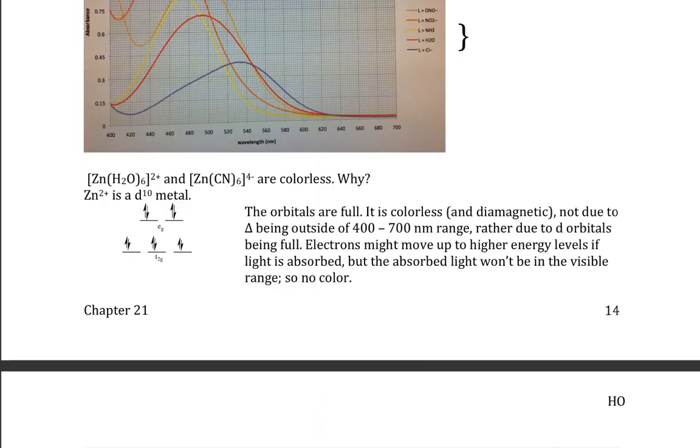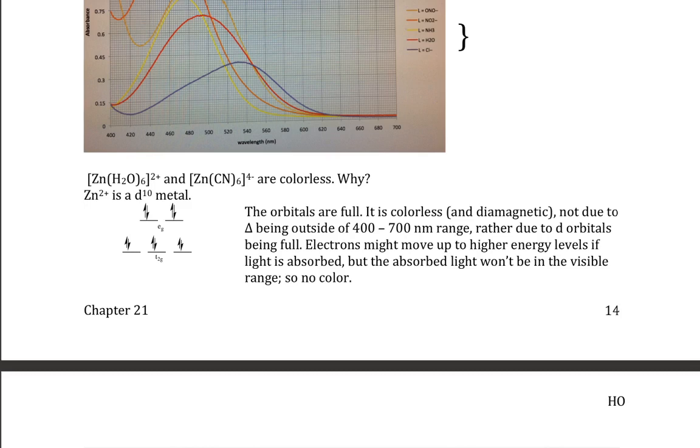Okay, next we have Zn(H2O)6 2+ and Zn(CN)6 4-. These are colorless. Why? The zinc in both of these must be zinc 2+, so verify that yourself. If you look at the periodic table, you see the electron configuration for zinc is argon, 4s2, 3d10. That would be for zinc, the metal. If we take away 2 electrons, then we end up with argon, 3d10. So we have a d10 metal.